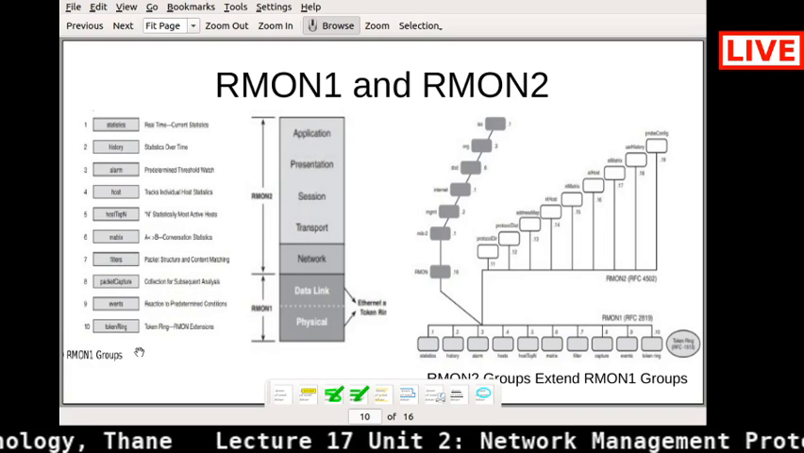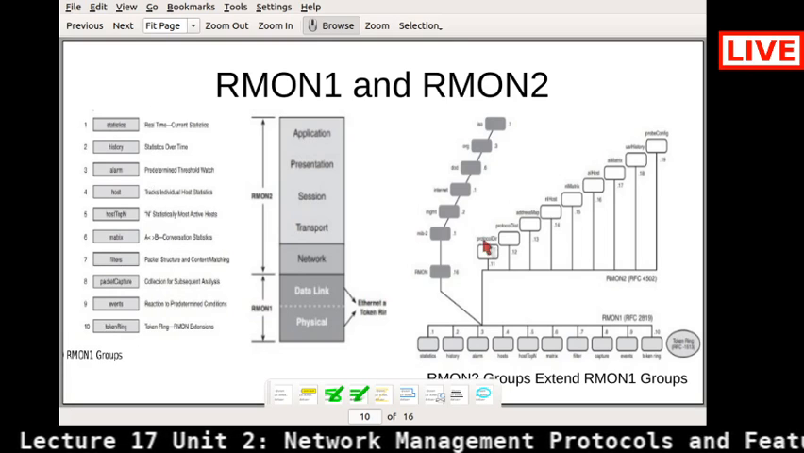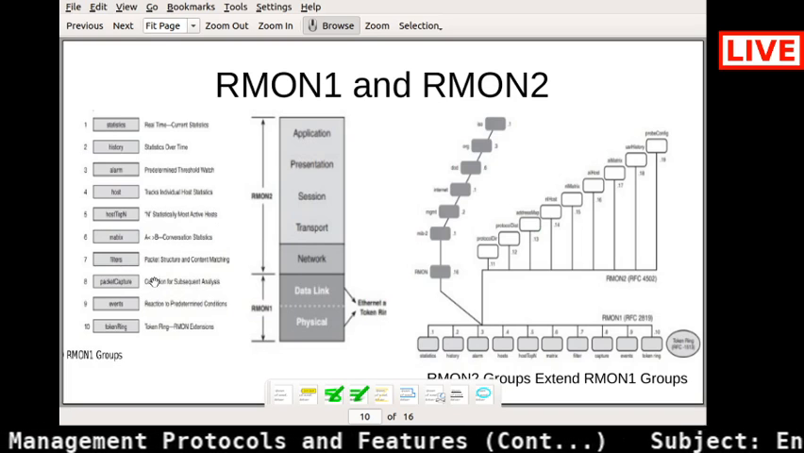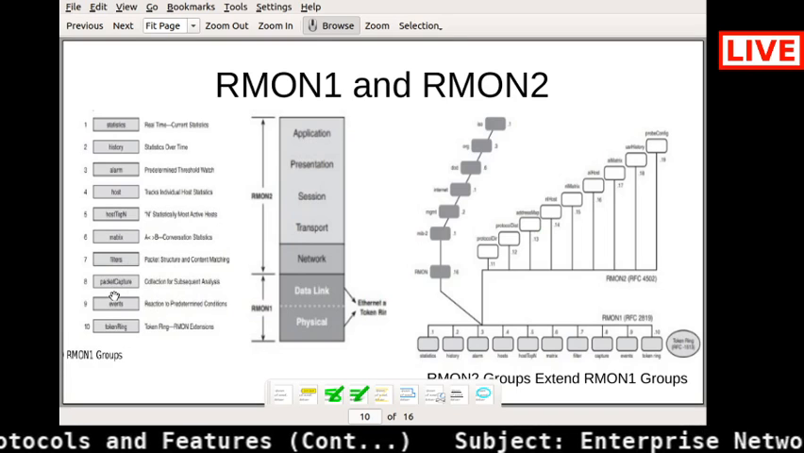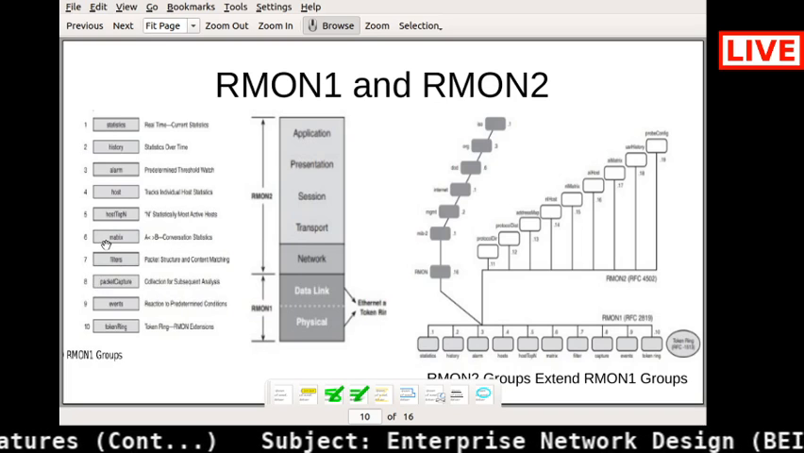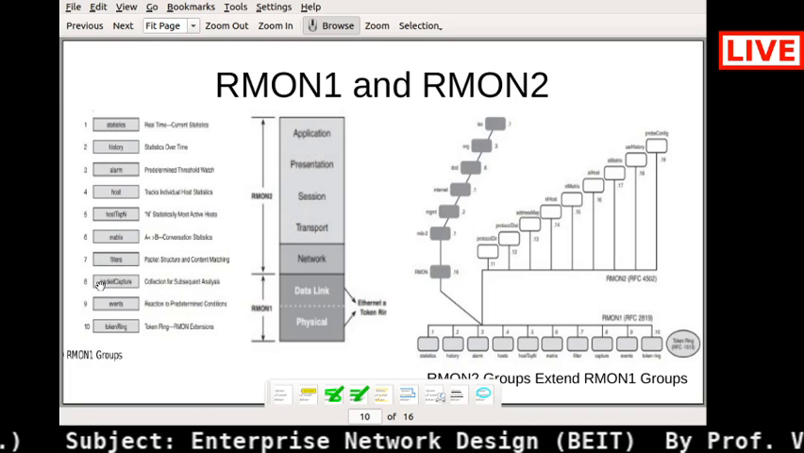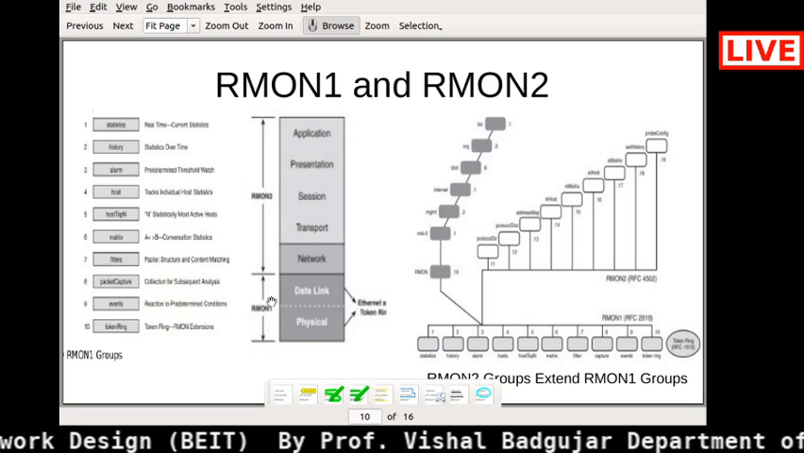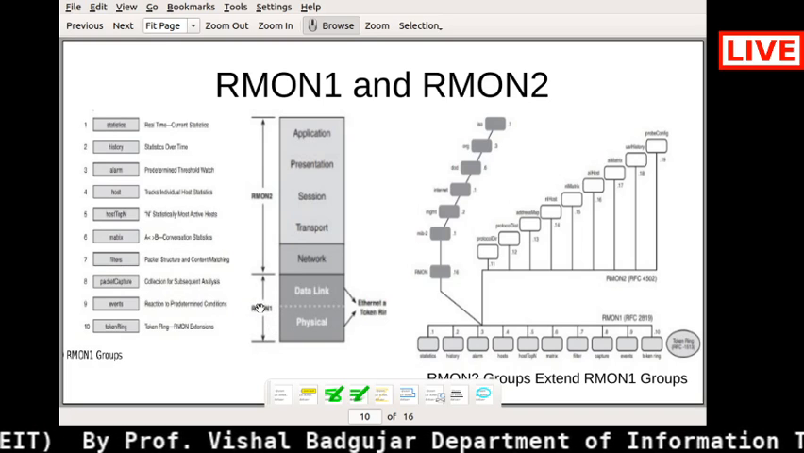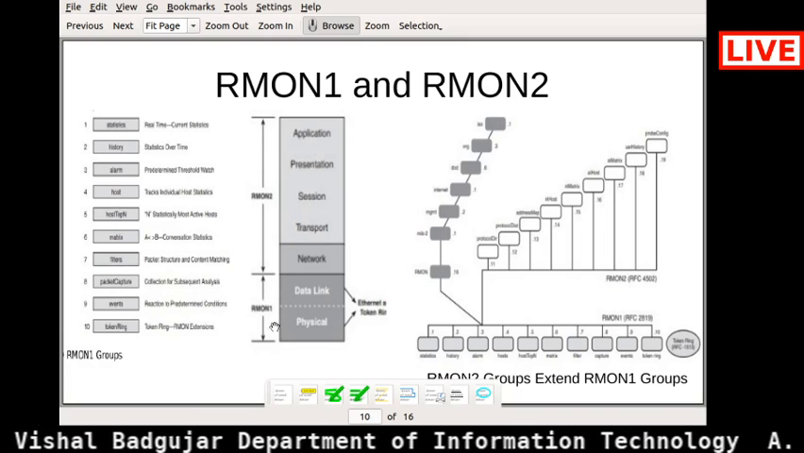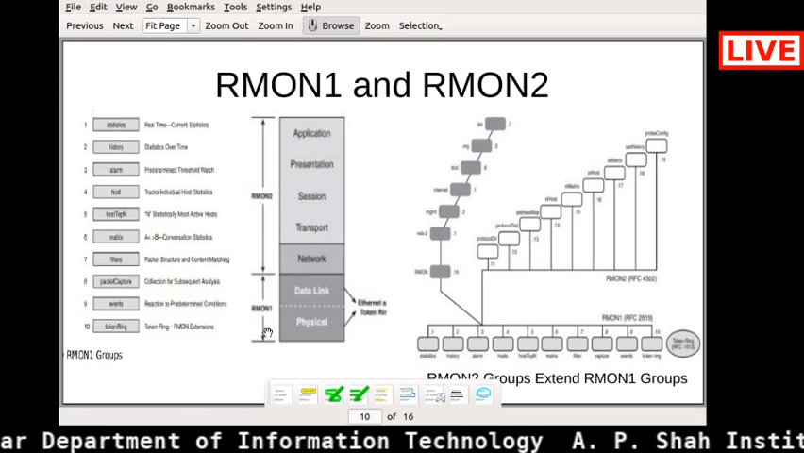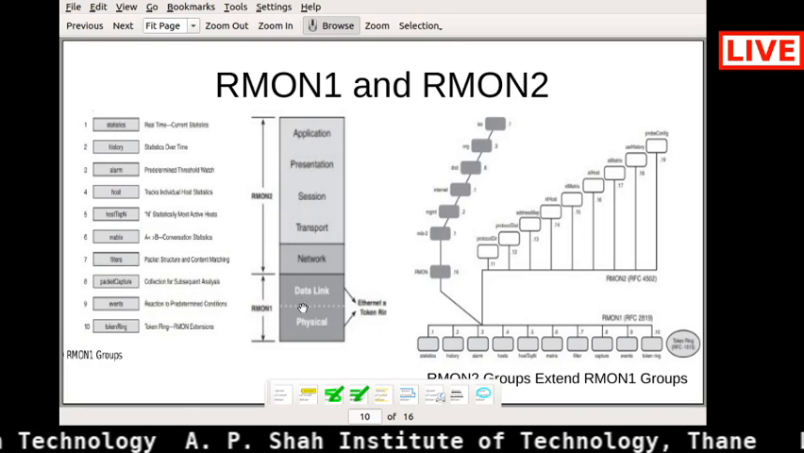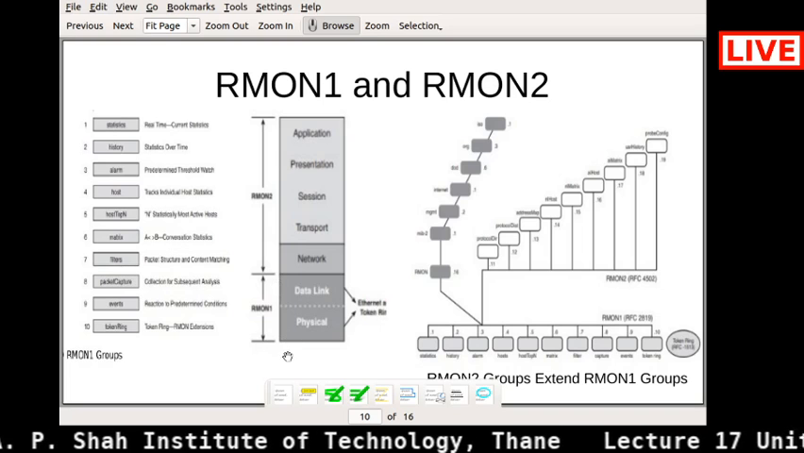So these are the total 10 groups in Harmon 1, okay. All these things are related to only two layers, right? The physical layer and the data link layer, if you see in the second diagram. So Harmon 1 is only responsible for the physical and data link layer part, because it has some problems with these two layers, and it will not be available for the higher layers.